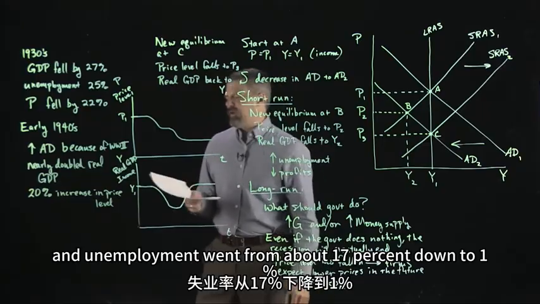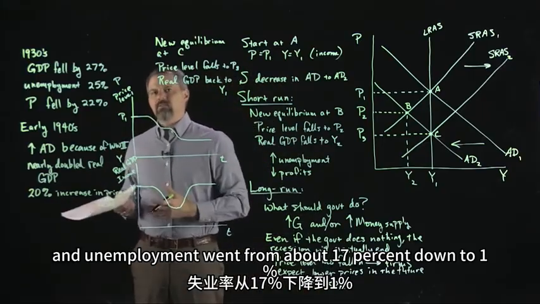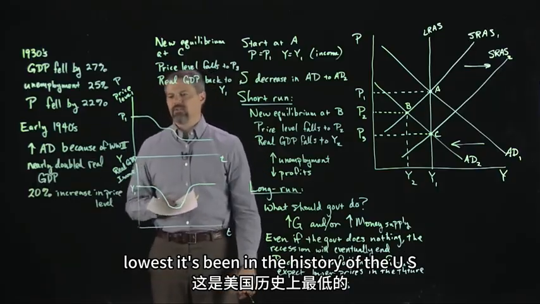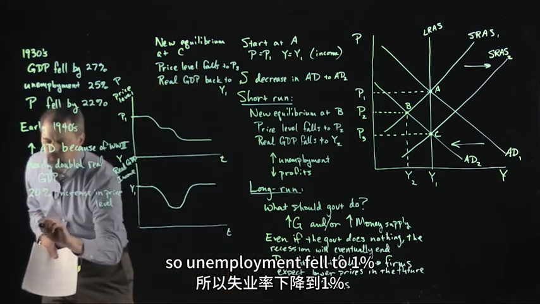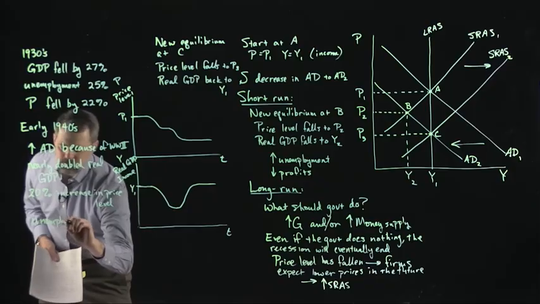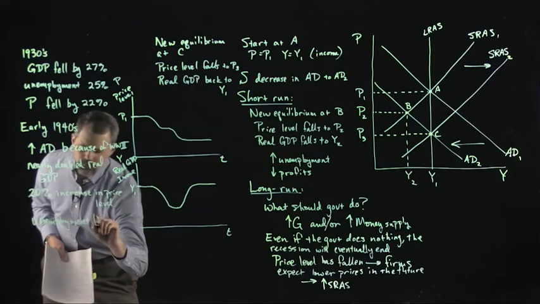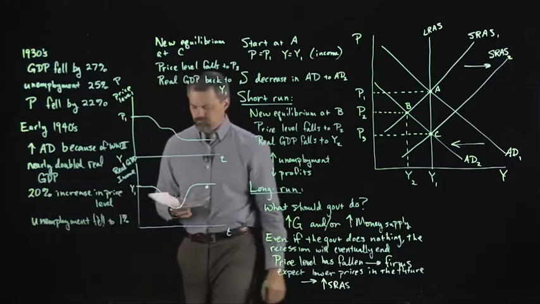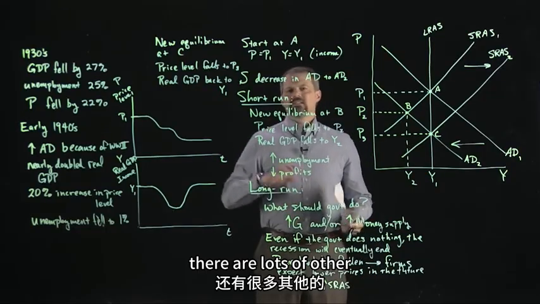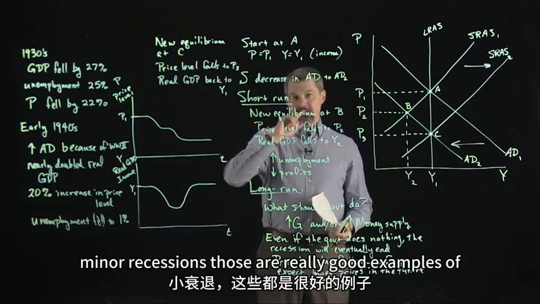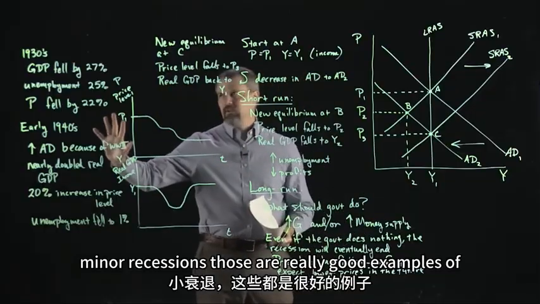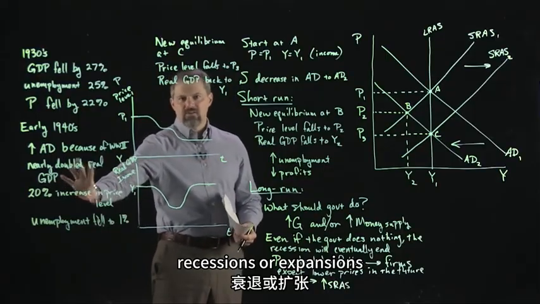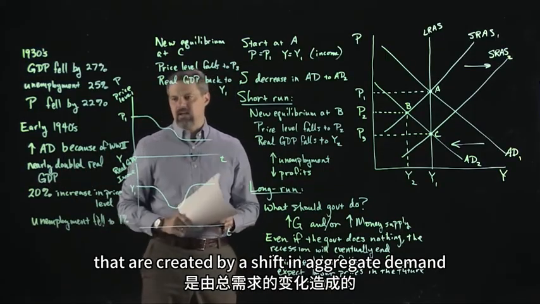And unemployment went from about 17% down to 1%. Lowest it's been in the history of the U.S. So unemployment fell to 1%. There are lots of other minor recessions. Those are really good examples of recessions or expansions that are created by a shift in aggregate demand.